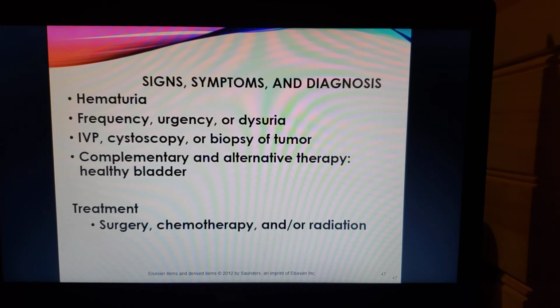Signs and symptoms include hematuria, frequency, urgency, dysuria. They may order an IVP or a cystoscopy or just do a biopsy of a tumor. On page 797, you have a complementary and alternative therapy for a healthy bladder. Basically, it talks about smoking cessation and including vegetables in your diet, such as cabbage and broccoli.